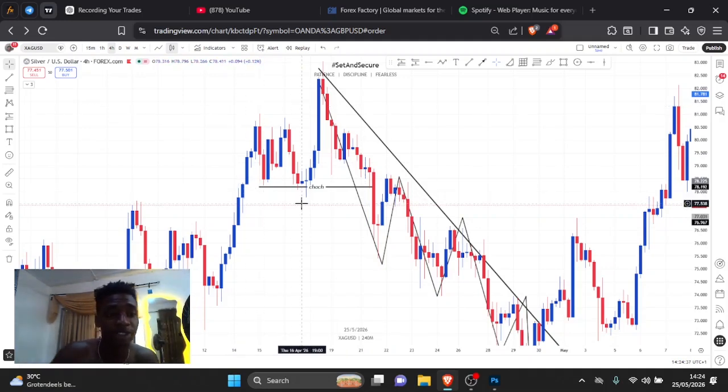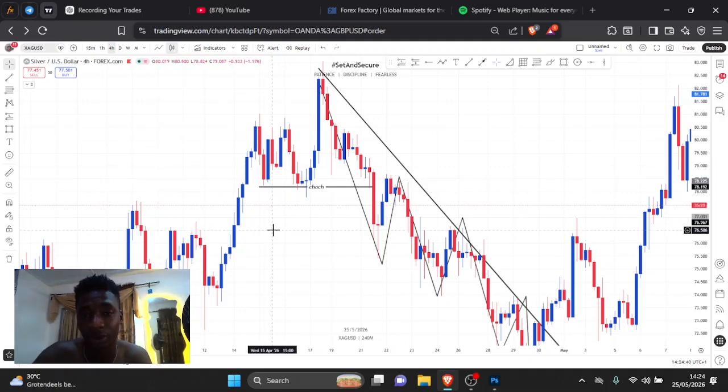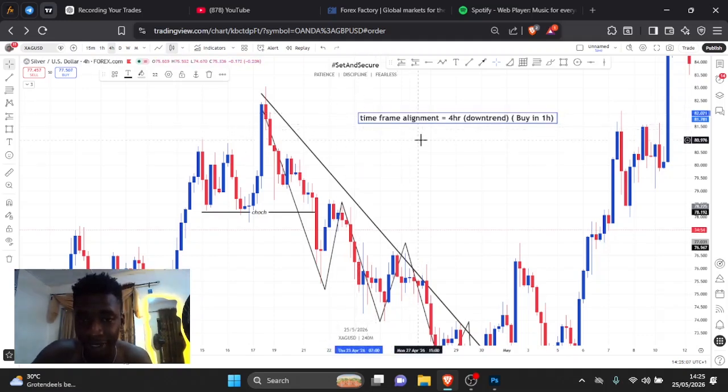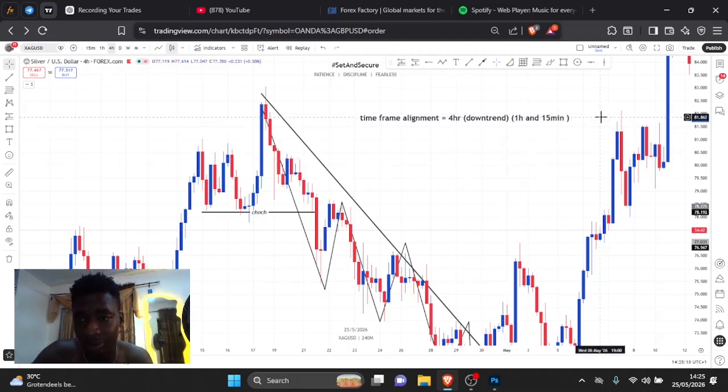And if the 4 hour has created a change of character, the 1 hour and 15 minutes have to be in alignment, right? Time frame alignment is one thing you should also take notice of. You don't want to see the 4 hour in a downtrend and then take a buy on the 1 hour. You're going to lose money because the time frame alignment is improper. If the 4 hour is in a downtrend, then the 1 hour and 15 minutes are going to be what? Bearish.